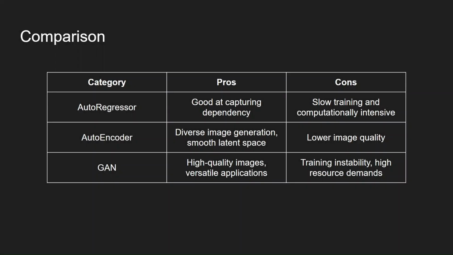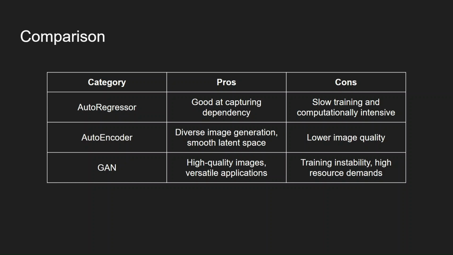This is a comparison table of autoregressor, autoencoder, and GANs. They have pros and cons. Autoregressors are very good at capturing dependencies, because if you remember, in autoregressor we have pixel RNN. RNN models are very good at capturing dependencies, so that's why autoregressors are good at it as well. But the problem with RNNs is that they're slow and computationally intensive, and that's why we got CNN, but its performance is not very good.